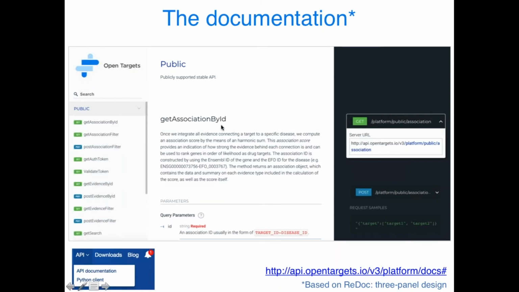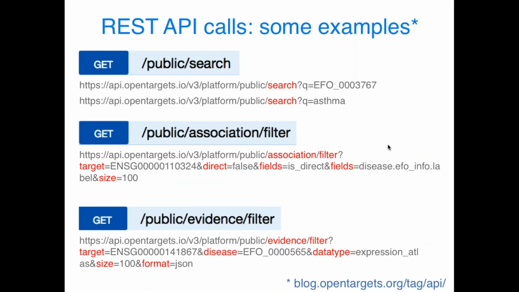So here, for get association by ID, you need to know the Ensembl gene ID of your gene of interest, and you also need to know the disease ID for your disease of interest. Once you know those two IDs, you can simply paste them into this URL, and then you can get the association from Open Targets with the score and other pieces of information as well. These are some examples of different calls that we provide.